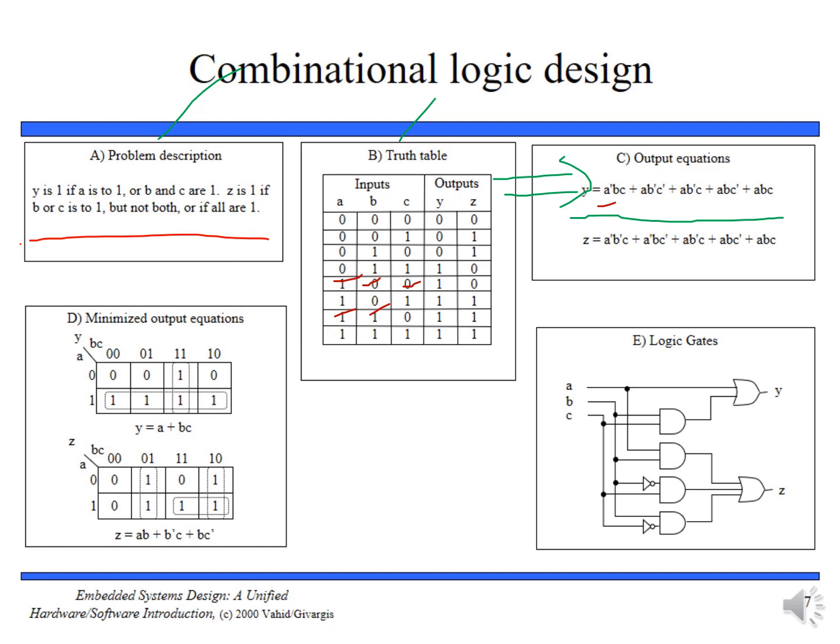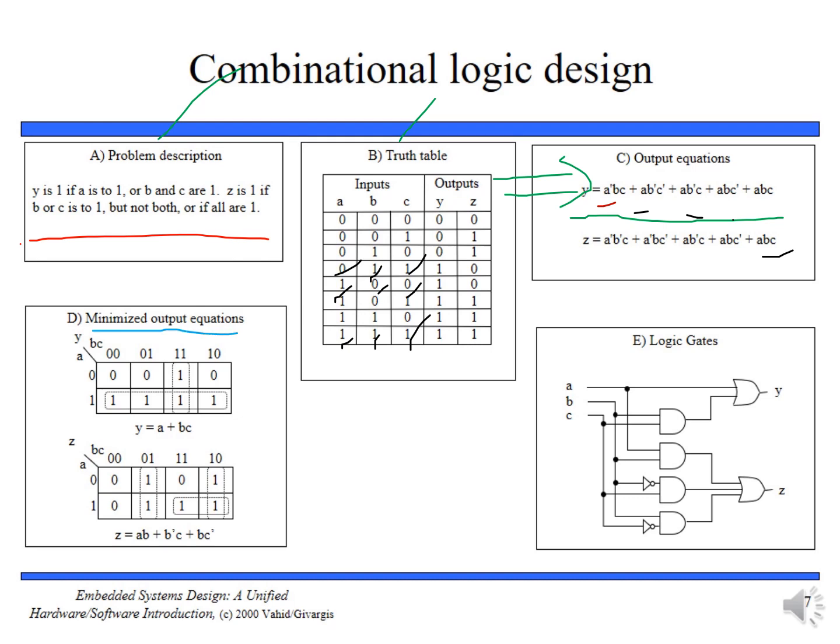Oh, that's some issue. Let's remove this. Okay, remove this. So A bar, B, C, A, B bar and C. So this is how you can write your output equation for Y, and for Z let's look at this A, B and C.